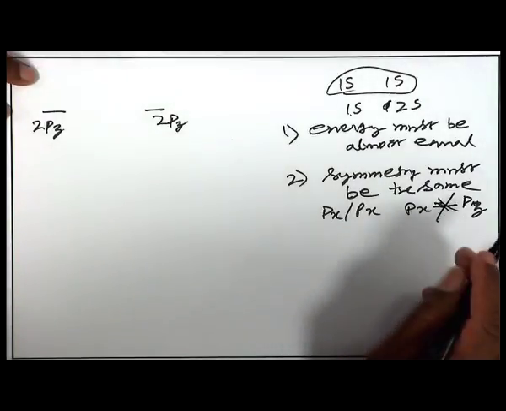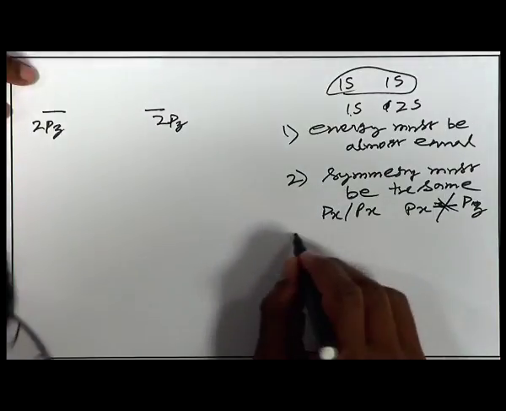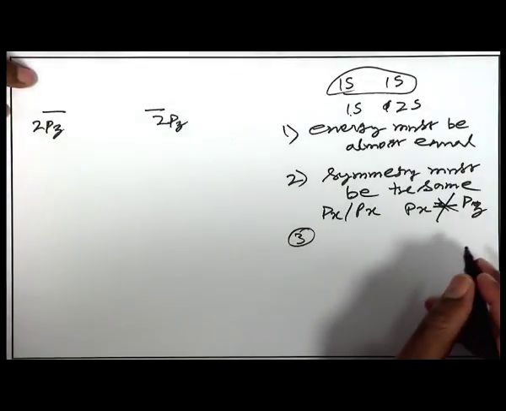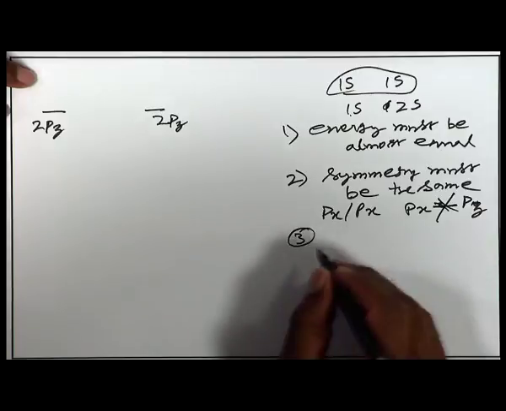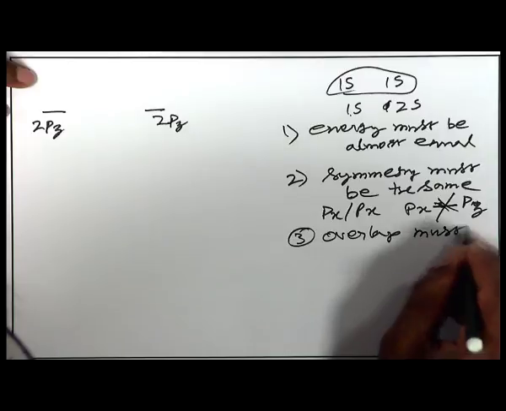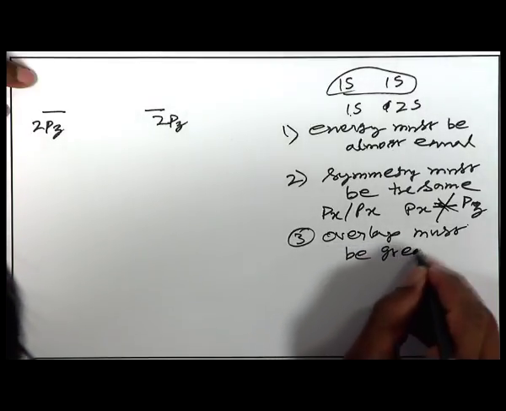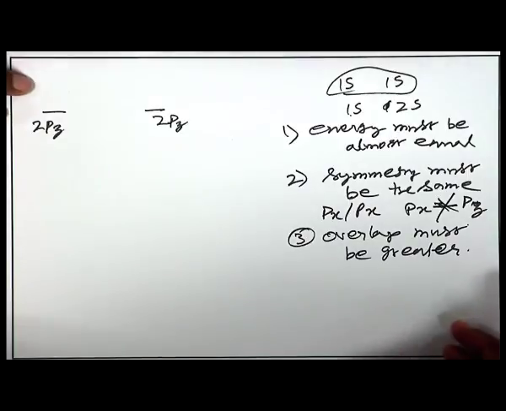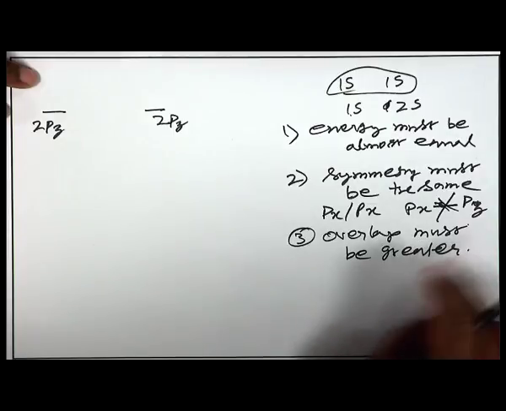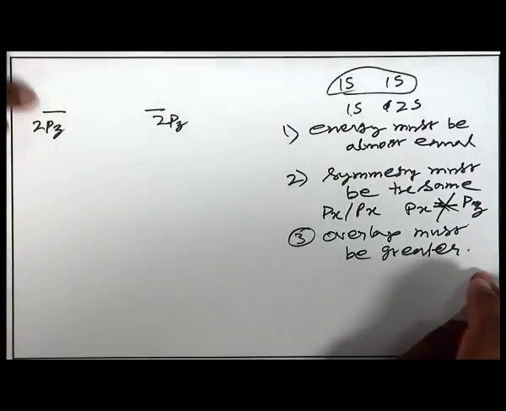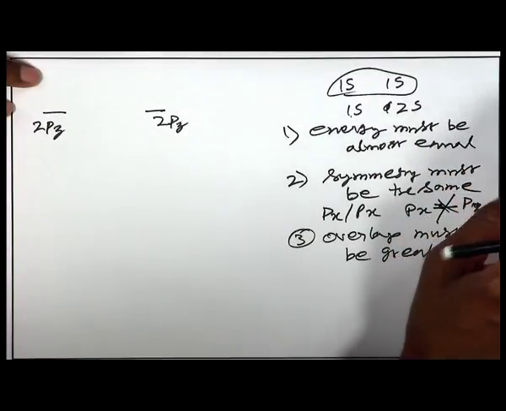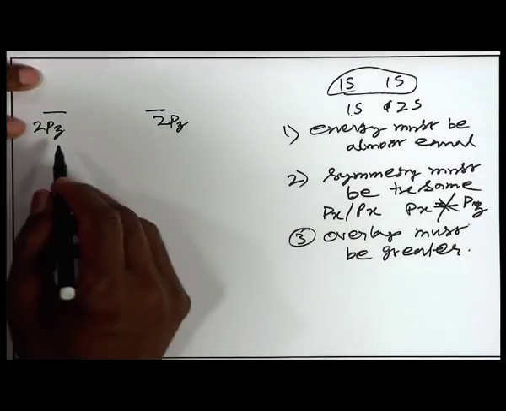Energy must be almost equal for combination of atomic orbitals. The third condition is that they should overlap very effectively, such that the bonding is stronger. Overlap must be greater, otherwise there will be no bond formation, because overlap is related to bond strength. Higher the overlap, higher the bond strength. These are the three conditions that must be met for atomic orbitals to combine to form molecular orbitals.